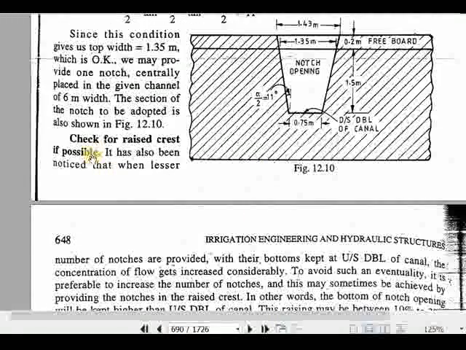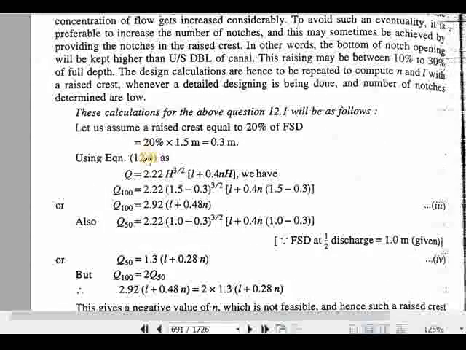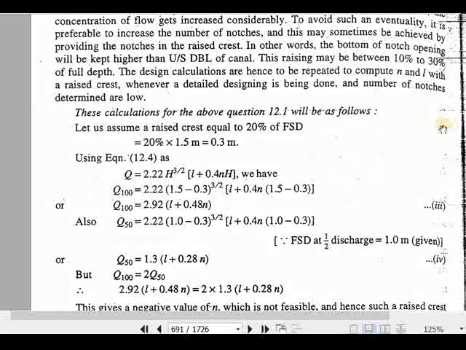So you also have to check for the raised crest, but it will be rejected. In order to check for the raised crest, let me show you what is meant by raised crest.